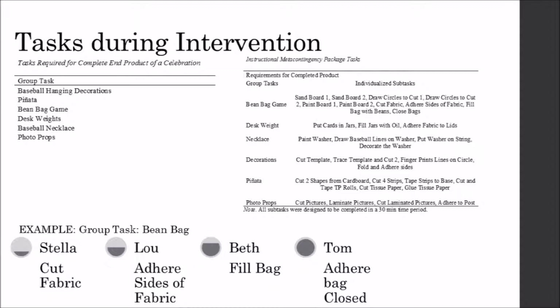At the bottom of our slide here is an example of a group task split into its individualized parts. So here we have Stella cutting fabric, then Lou would adhere the sides of the fabric, then Beth's individualized subtask would be to fill the bag with beans, and then Tom would close the bag. Now each individual had to complete their task for the whole task to be completed.